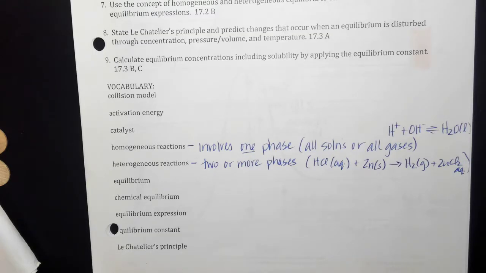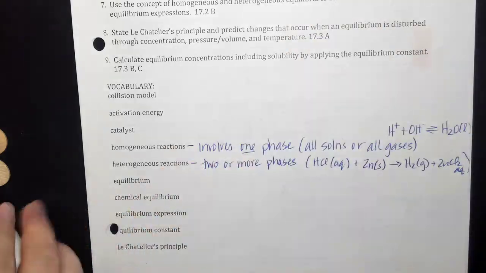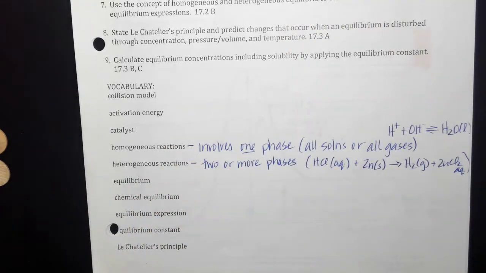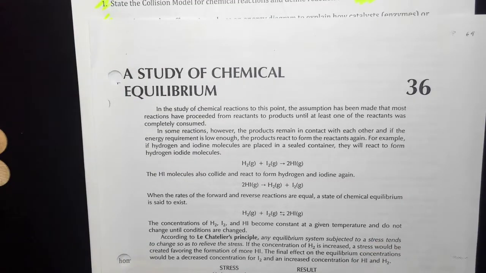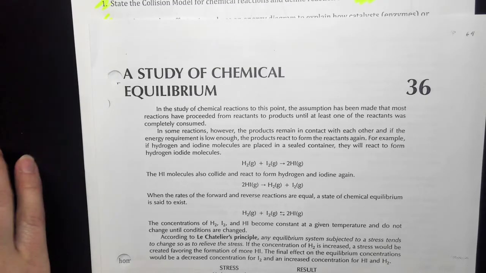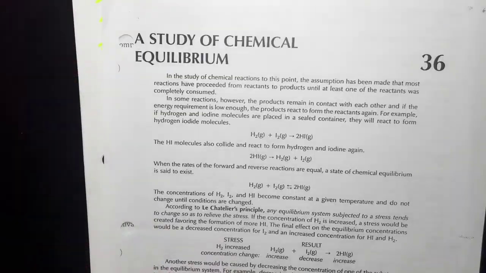You grabbed the lab packet when you came in. I need you to grab that paper out, the lab sheet. On the counter when you came in, there was a lab sheet. It looks like this. A study of chemical equilibrium. All right. So, we have your packet. Grab your science notebook.